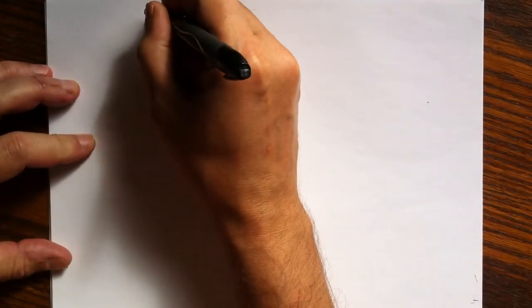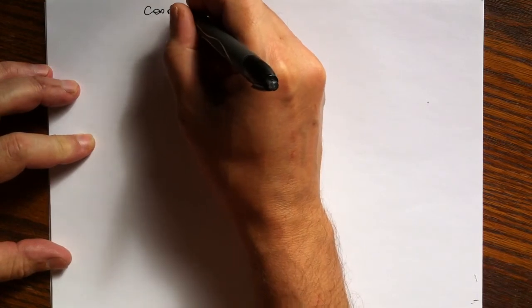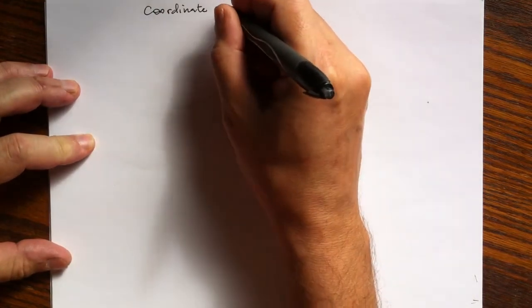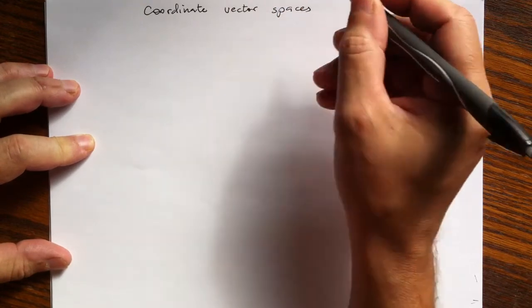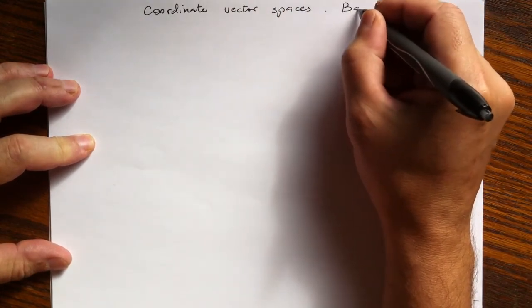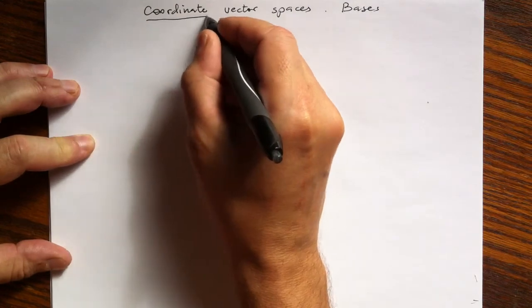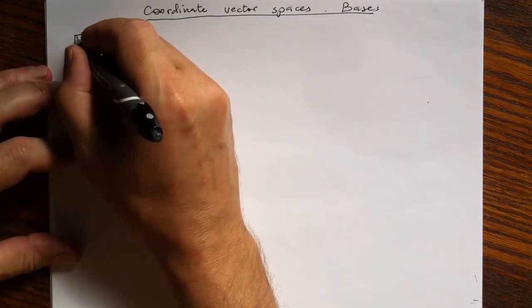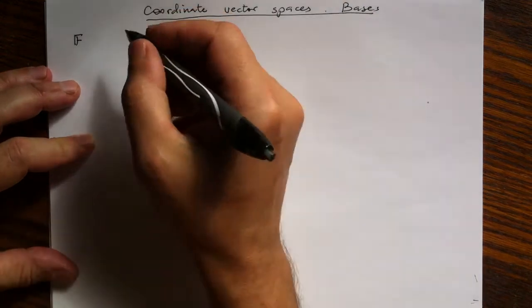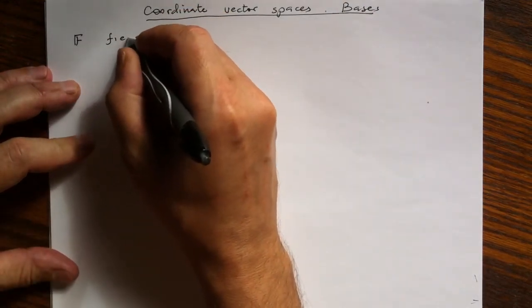Hello. Here we'll talk about coordinate vector spaces and bases in general vector spaces. Again, let's start with fixing a ground field.